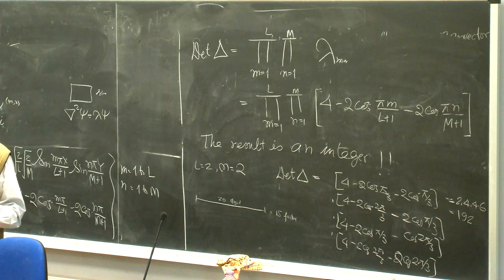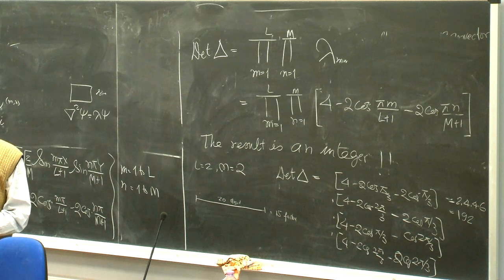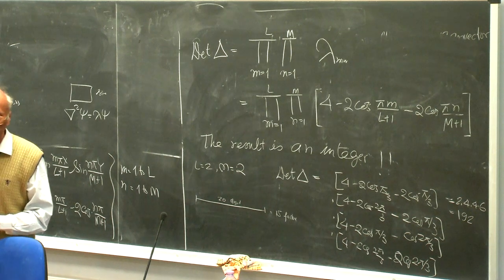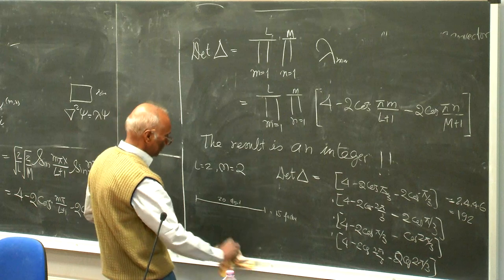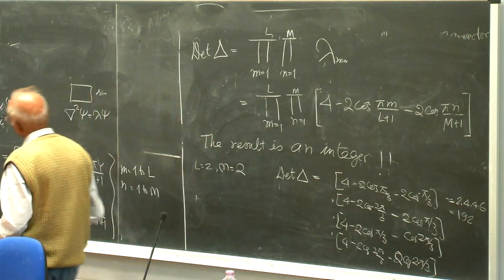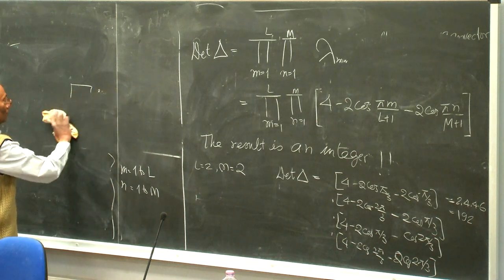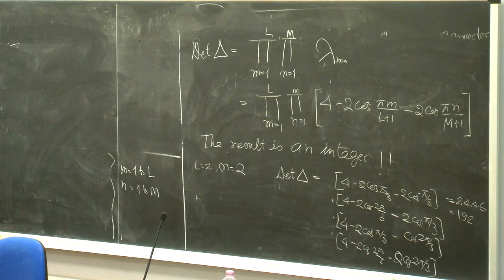The answer is, there is a lot of symmetry in the problem which we haven't explicitly discovered yet, and it will be nice to figure that out. Right now we will not do it, but let us go on. So we have determined the determinant of delta. What is it good for? Well, I can write G is equal to delta inverse.